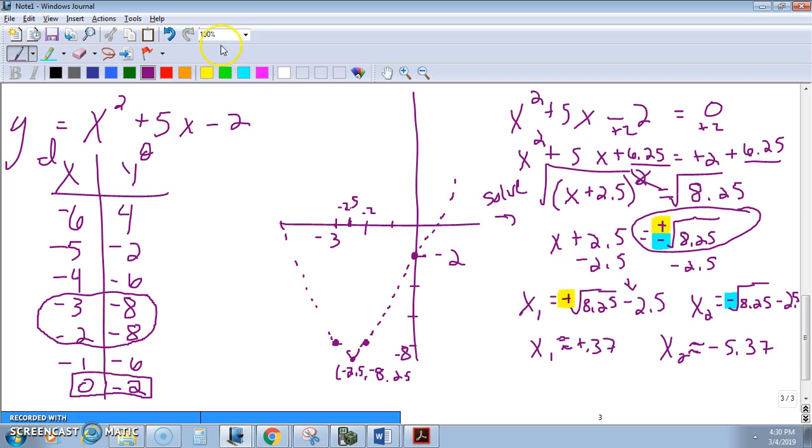And that's what these are right here. The blue answer is going to go there, and that's negative 5.37. And the yellow answer here is plus 0.37. So that wasn't going to show up in our table, right? So 0.37 and negative 5.37. And these are approximate numbers, right? But I know the middle of those two numbers is negative 2.5 because that's our vertex.